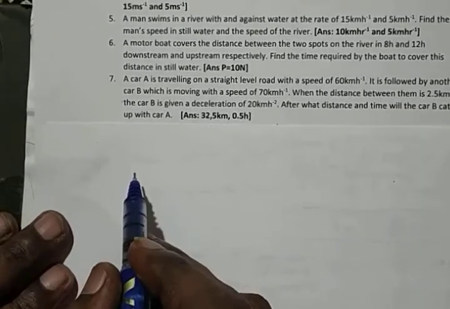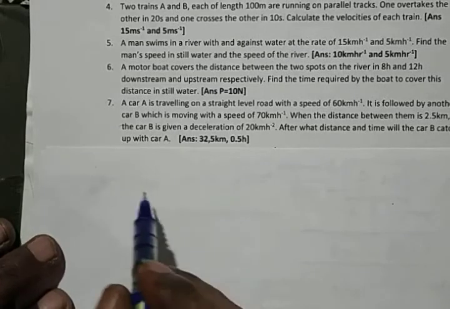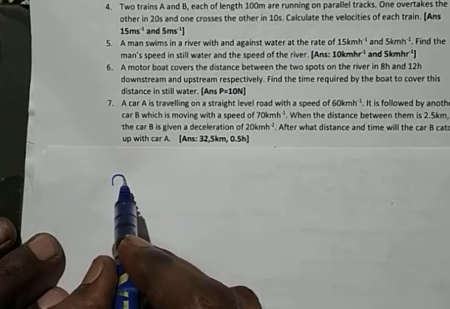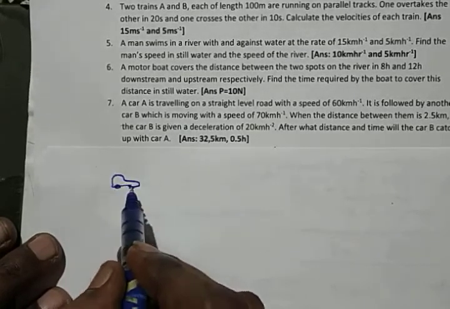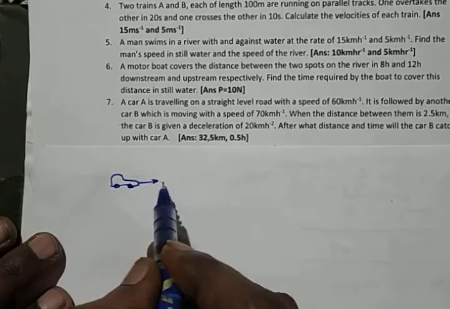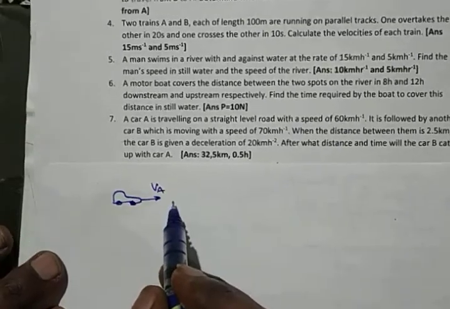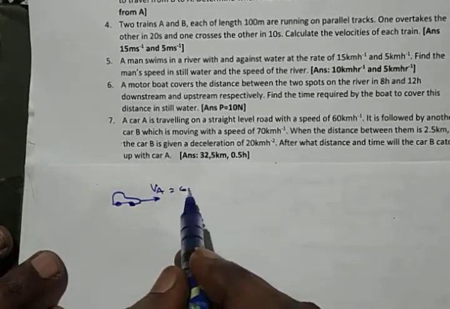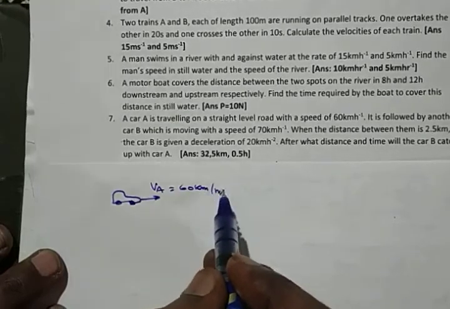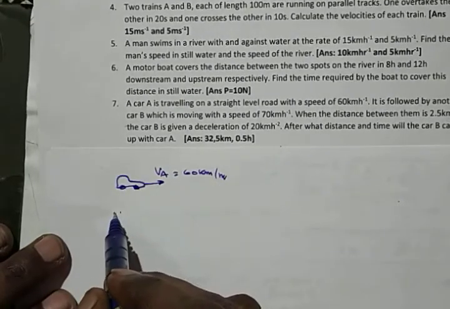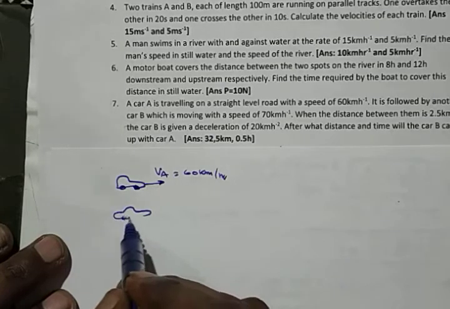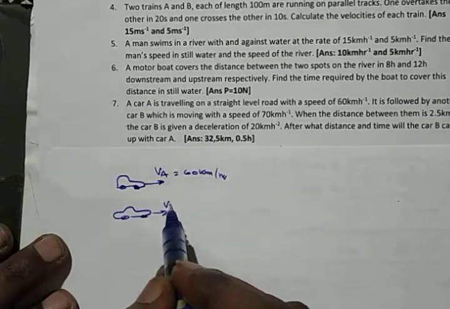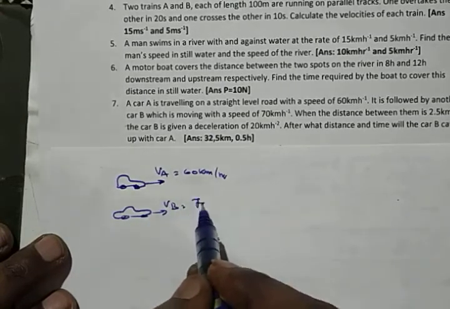There is an initial part and then there is a final part of it. First one is, this is car A, with velocity of 60 kilometers per hour. And this is another car, car B, which is going with a speed of 70 kilometers per hour.